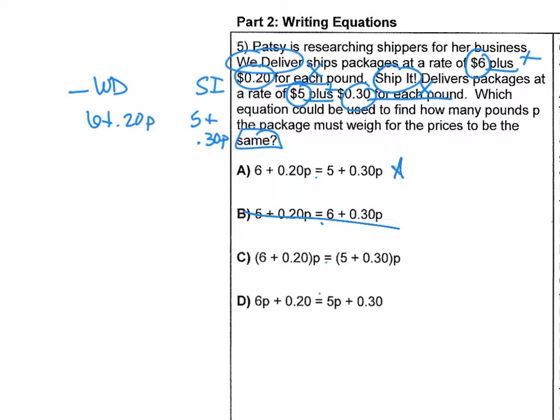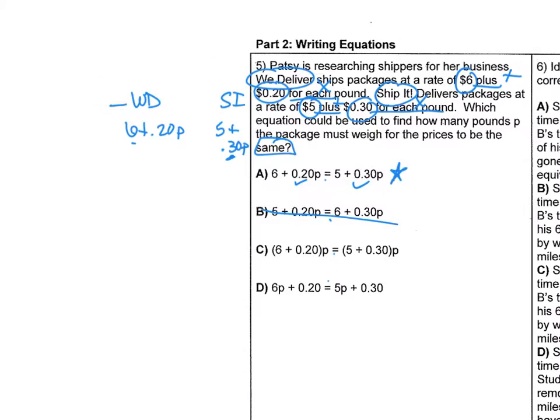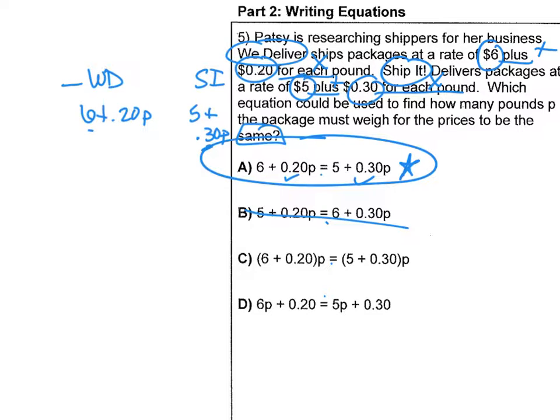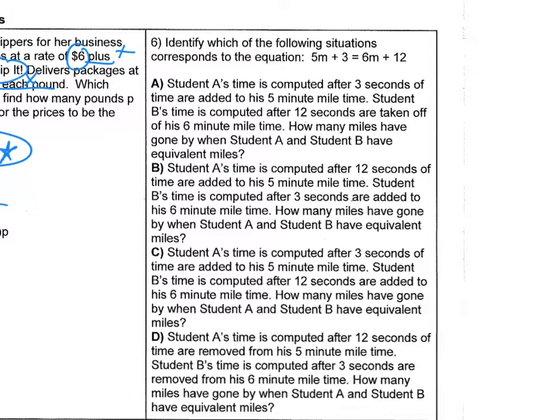Good. Why should it be A and not D? It says plus. And it's 5. 5 plus. So 5 and 0.30 are together, 6 and 0.20 are together. Plus the others are. Okay, so A, it was per pound, for each pound. So 20 cents and 30 cents should have your variable.